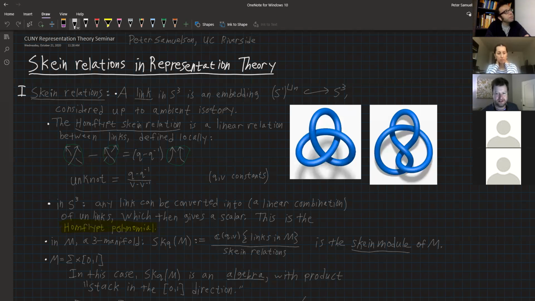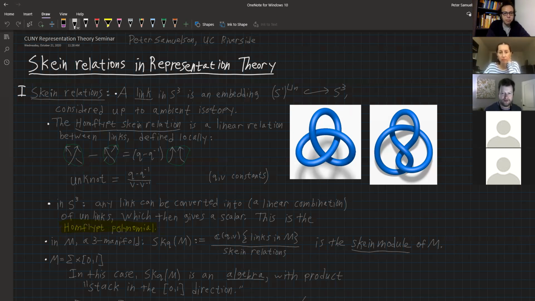So this equality is living in the space of formal linear combinations of links. Okay. And it's called the Skein relation. And we also impose a relation that the unknot is equal to some constant. It doesn't really matter. Well, it matters what it is, but for the purposes of my talk, just think of it as some constant.